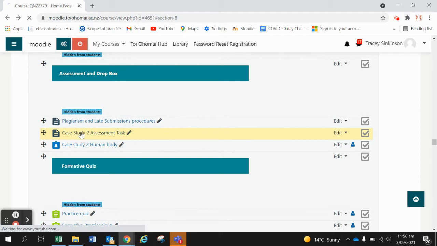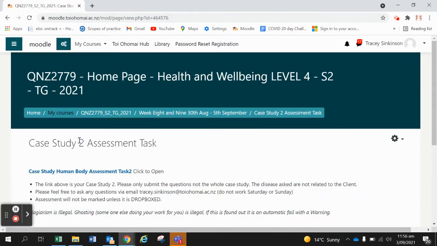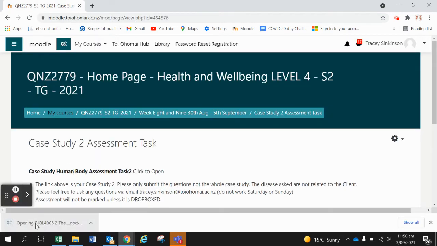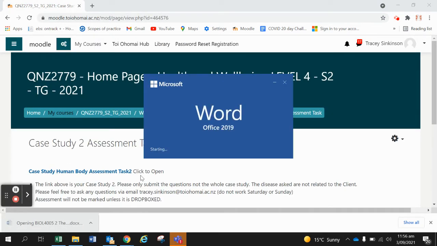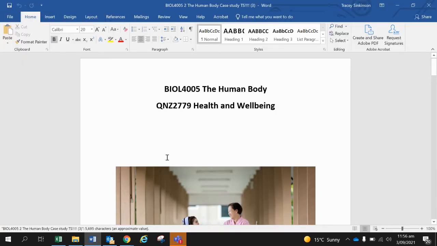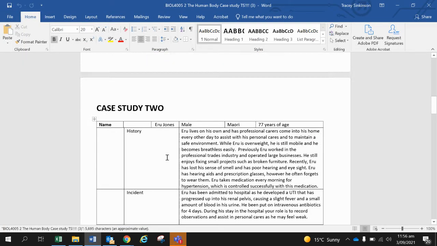So you just click the link, then you open it here, click open, and then I'm going to open it down here, and this is what it should look like. It's on a Word doc. Brilliant. Okay, so we'll scroll down.